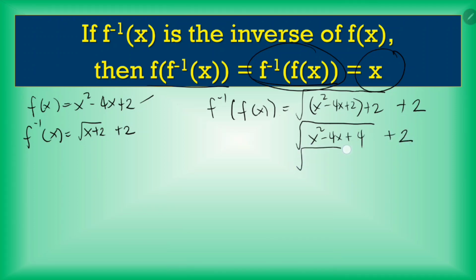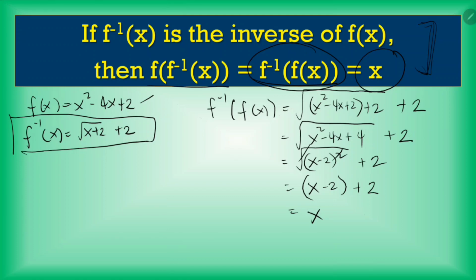This one is a perfect square trinomial. That is x minus 2 squared plus 2. So, we can cancel this one. So, we have now x minus 2 plus 2. So, you can see 0 na yan and that's equal to x. O, pwede na yan. Pagka nakita nyo na nag-equal to x yung isa sa dalawang composition of function sa ating verifying procedure, yan, pwede na natin yan ma-confirm na tama ang ating nasagot na inverse function.